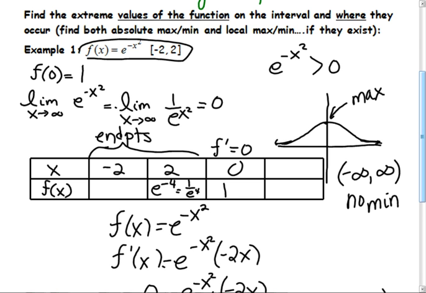How big is e? 2.7. Let's make it a whole number. It's pretty close to 3. What's 3 to the 4th? 81. So that's like 1 over 81, which is pretty darn small, right? If you have an $81 bill you have to pay, and you have $1, you don't have a lot of money to pay that bill. It's pretty small, right?